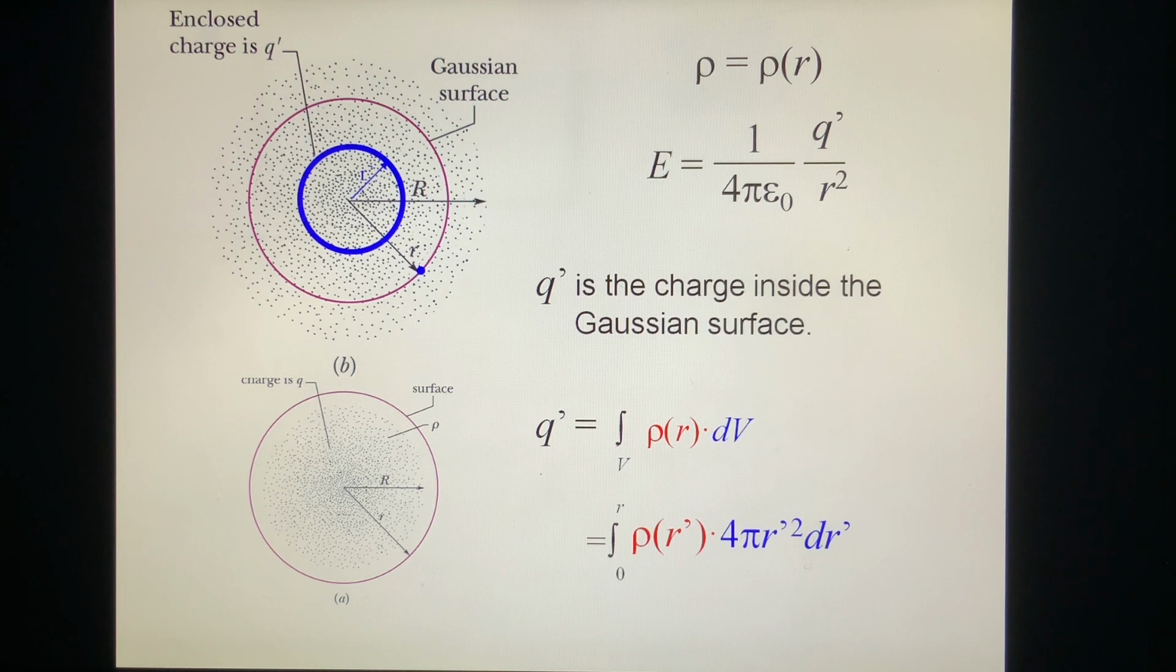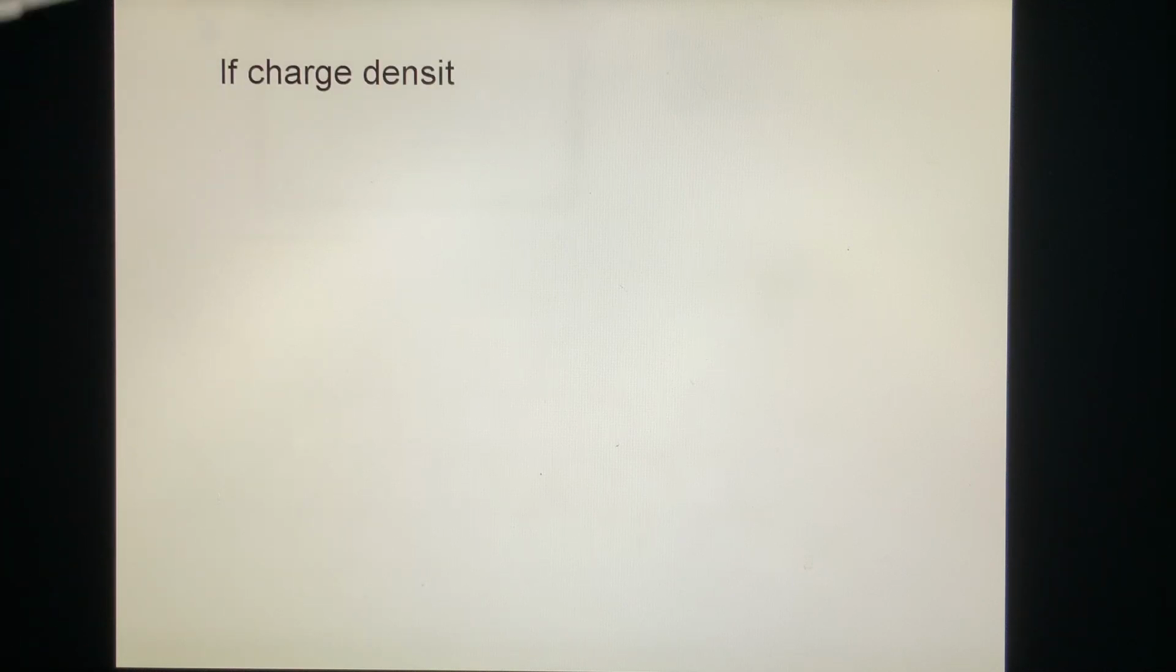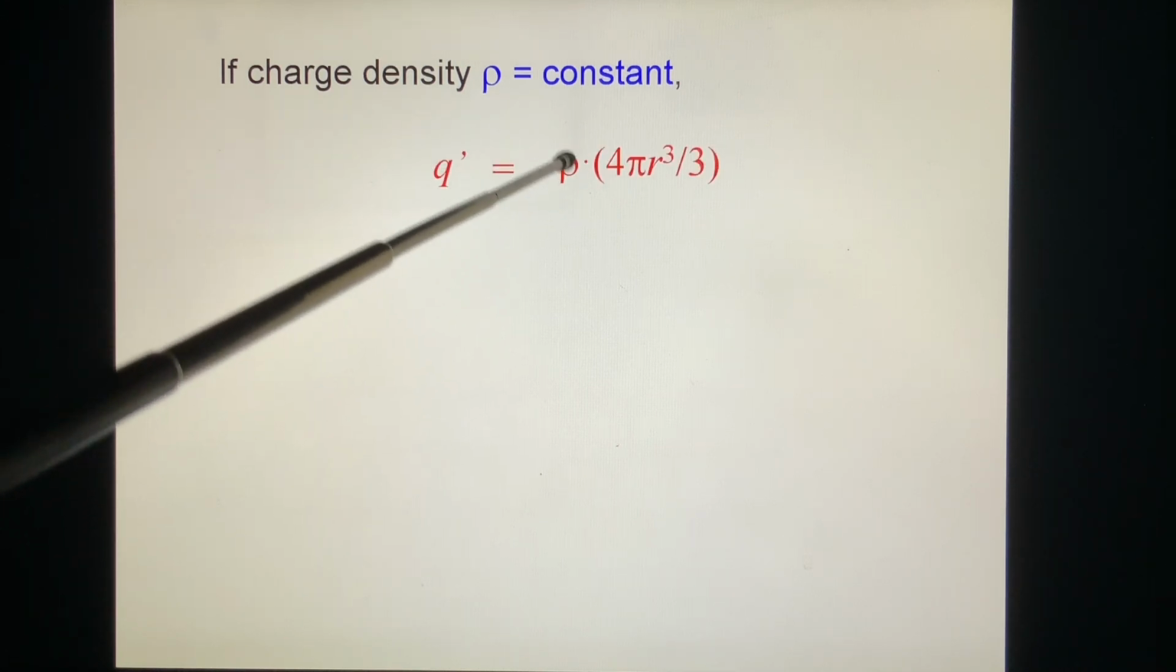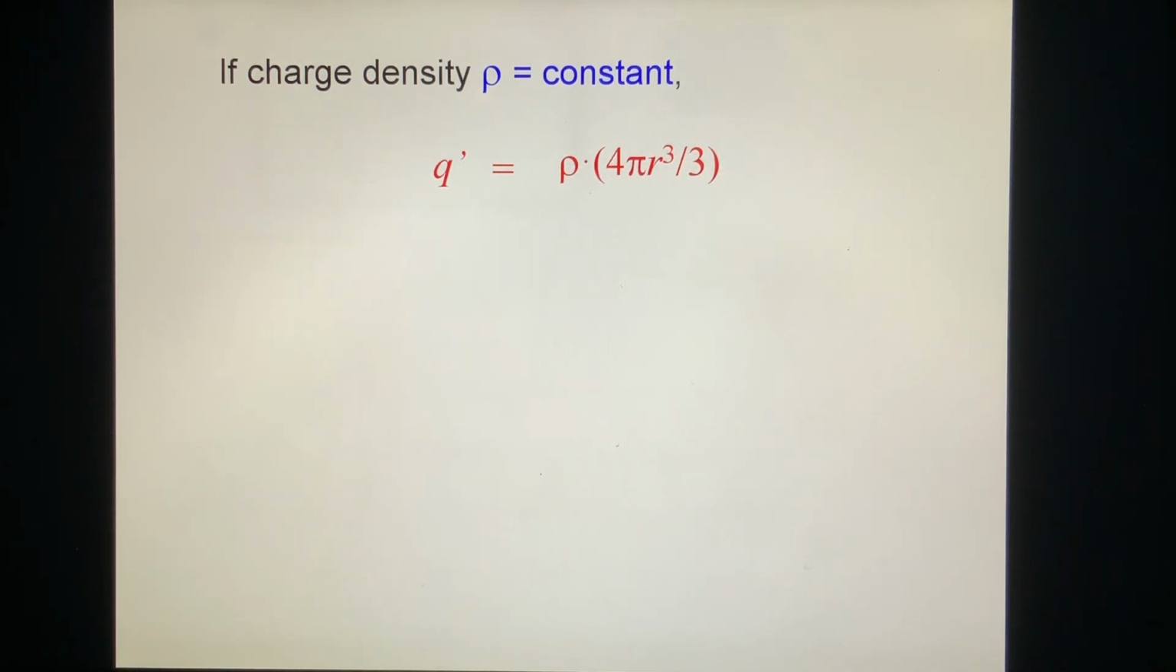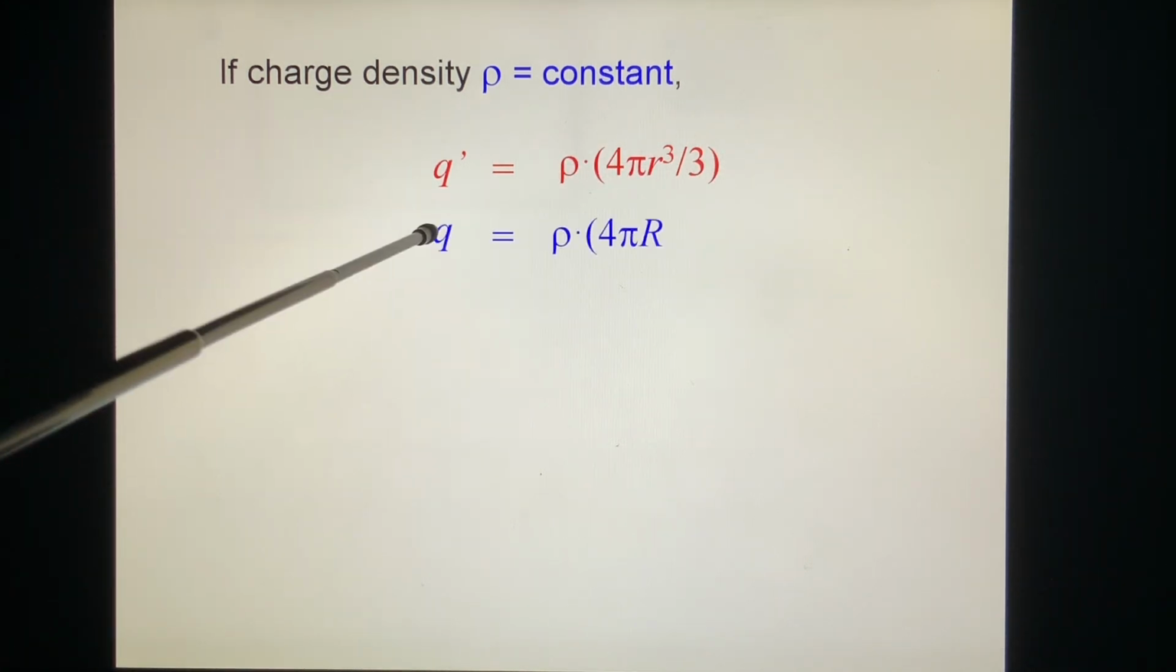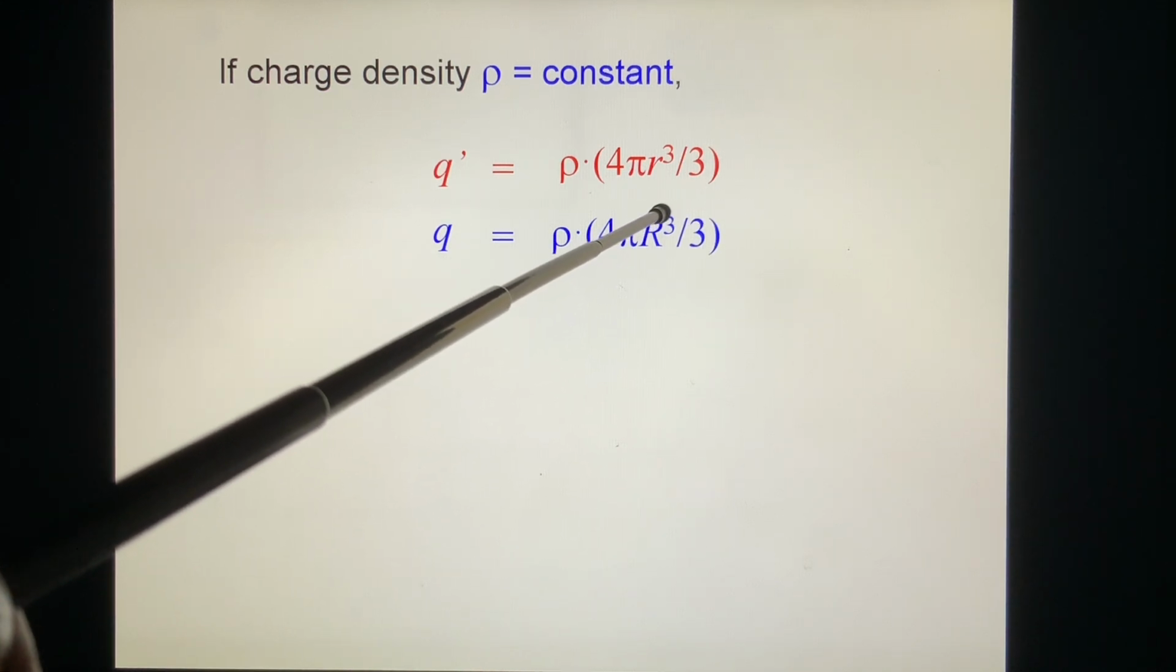Now, if you want to find a point outside this charge distribution, where r is larger than R, then the enclosed charge has nothing to do with r, because if r is larger than R, you don't have any more charge. At this point, if the charge density rho is constant, that's much easier. So Q prime equals rho times the volume, where the volume is 4 pi r cubed over 3.